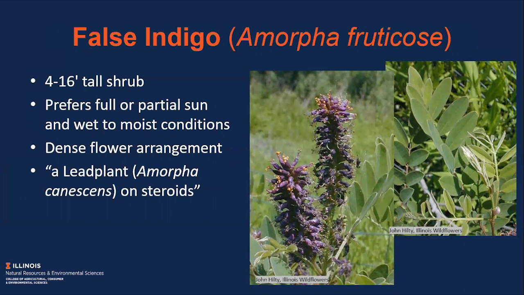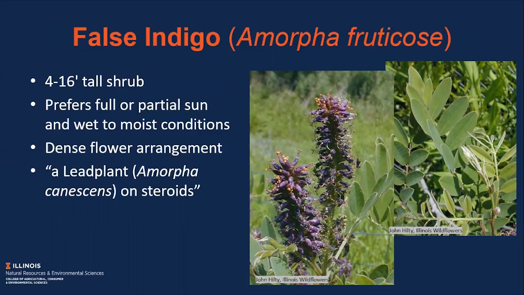Up next, we have another of my favorites, the false indigo. This is a 4 to 16-foot tall shrub. Also prefers full or partial sun and wet to moist conditions. Again, this one does prefer a wetter site, but I have seen it in some fairly dry, more upland sites as well, so it can do all right in those sorts of areas.